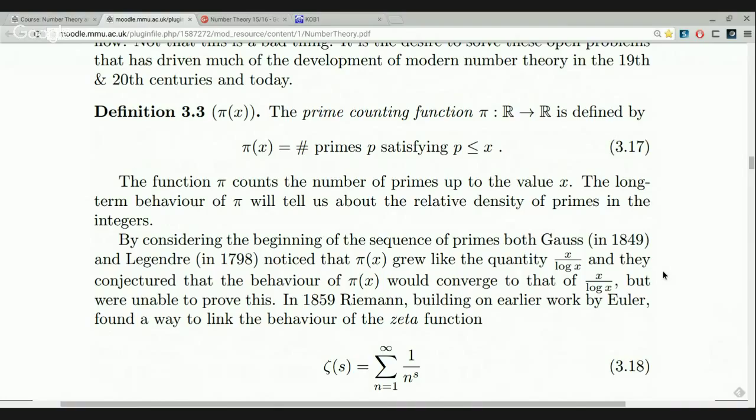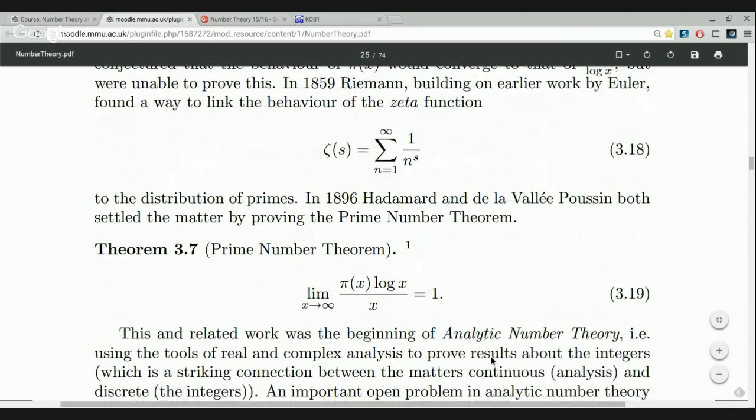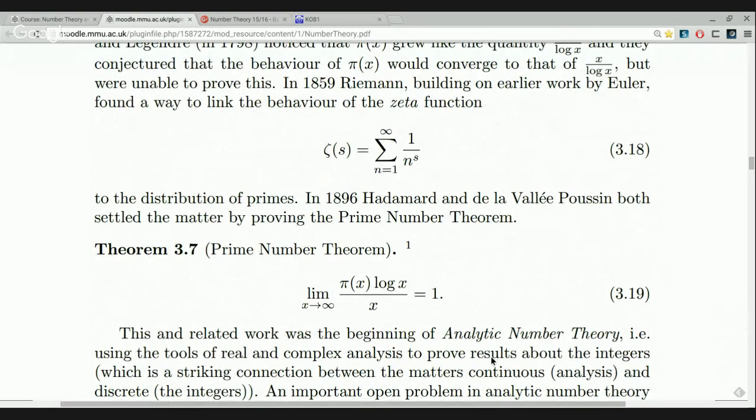So maybe x over log of x would be a nice approximation to pi of x. Now, x over log of x, as x is any real number, obviously takes real values. But the idea is maybe it's an approximation to the value of pi of x. And it took until the end of the 19th century before this was proved. And it was proved in this sense: if you divide pi of x by x over log x, or you multiply it by log x over x, in the limit as x goes to infinity, this ratio approaches the value 1. So as x gets larger and larger, x over log of x becomes a better and better approximation, in this sense, to the value of pi of x.